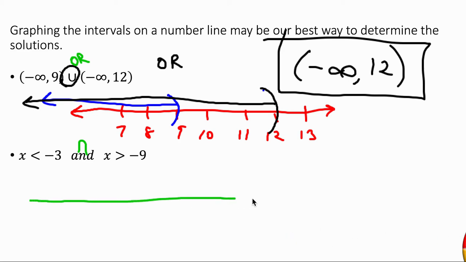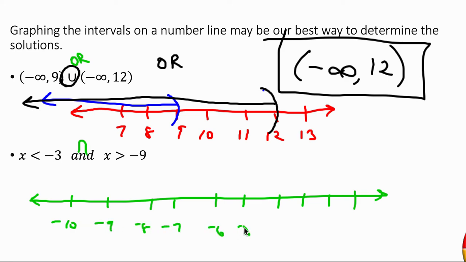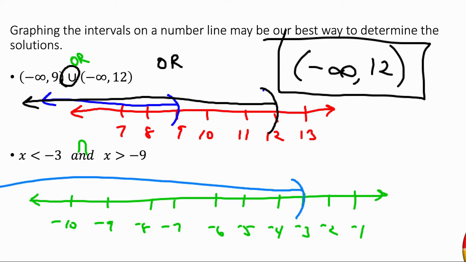Okay. So I need negative 10, negative 9, negative 8, negative 7, negative 6. And let's assume these are all the same distance apart. Okay, so less than negative 3. Here's our negative 3, and the arrow says let's go this direction. And then we have greater than negative 9. Here's our negative 9, but greater than is this direction.